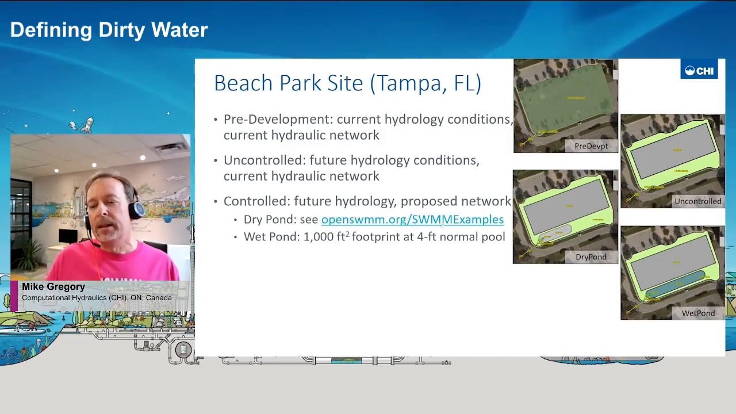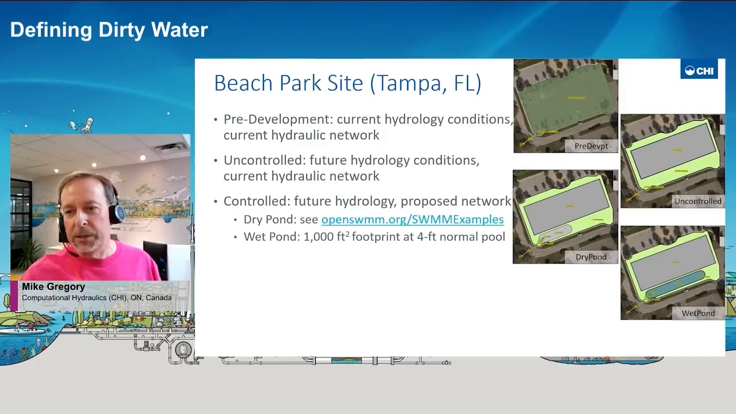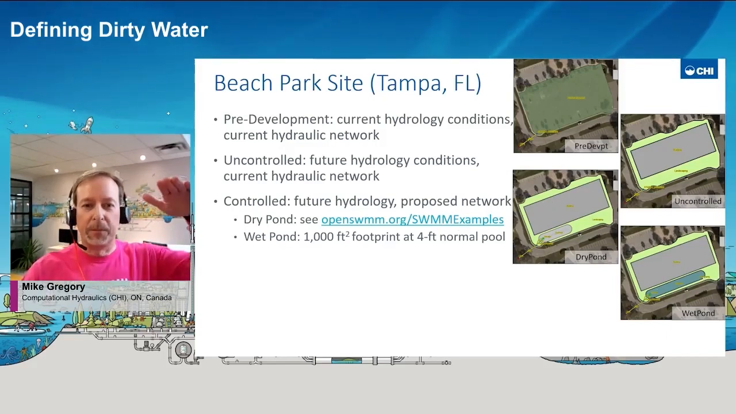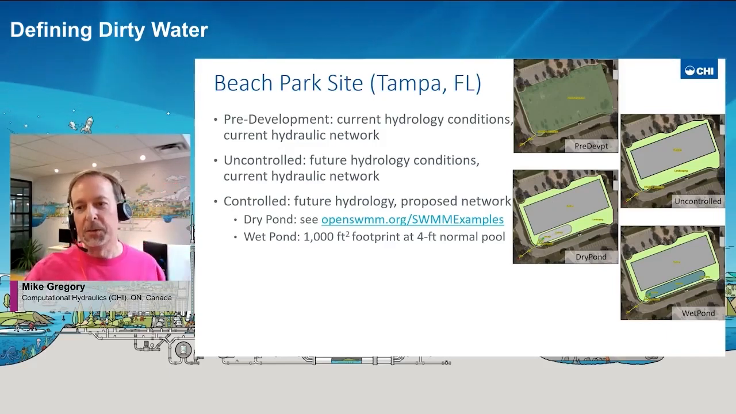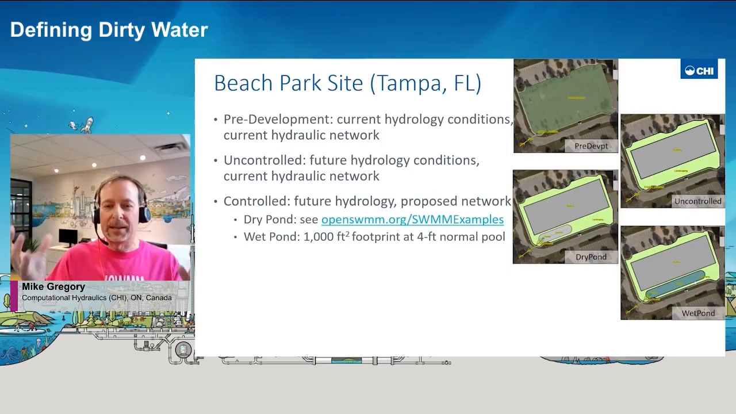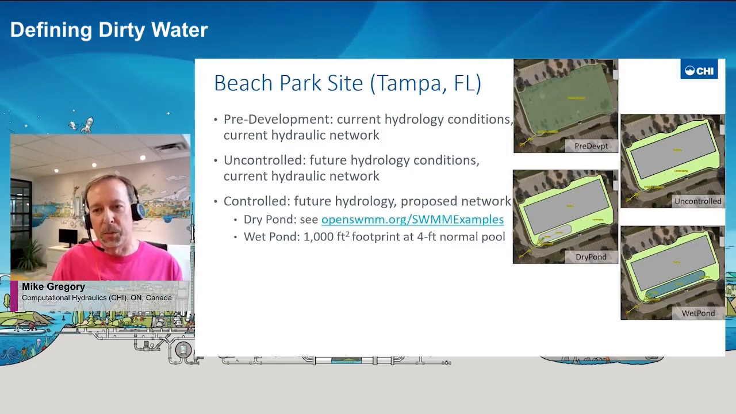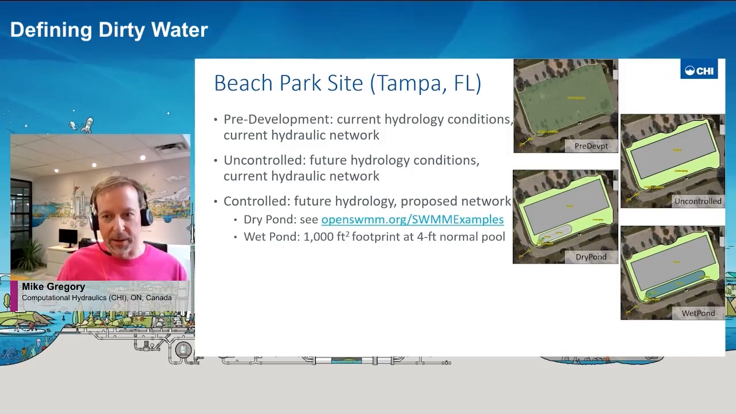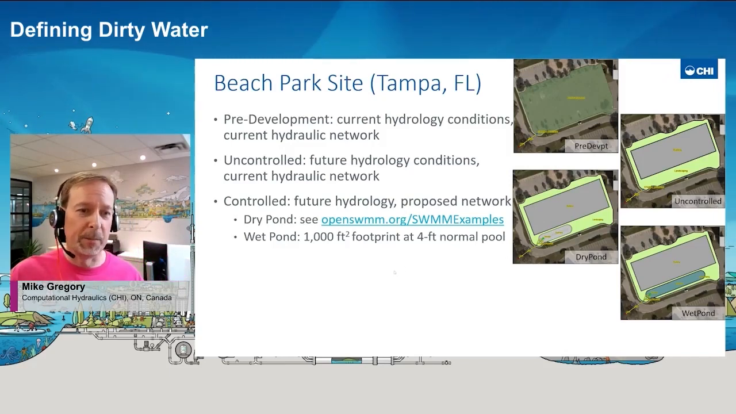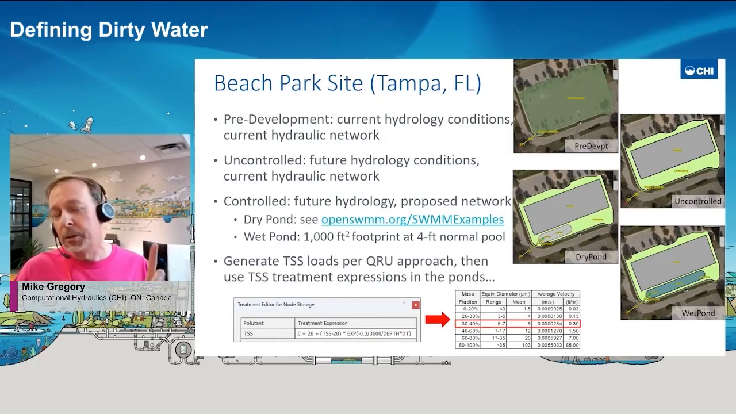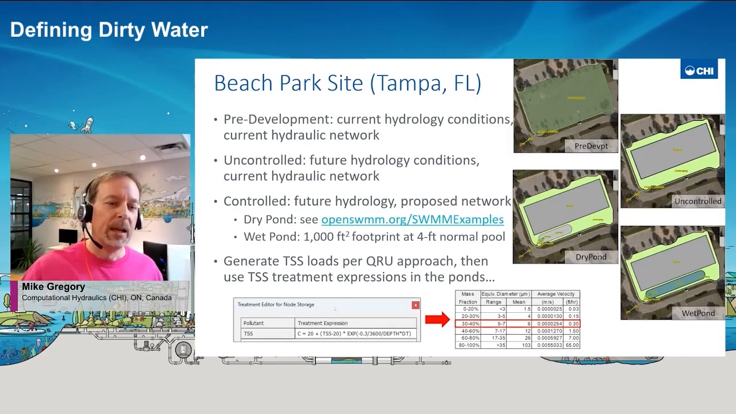Now I've added another, so I've increased the footprint and I filled it up with 4 feet of water. So now you've got more capacity, during quiescent times, to settle out those particles. Give it the time it needs to settle out the particles. So you'd expect it would have better performance. Here's how we treat that in EPA SWMM.